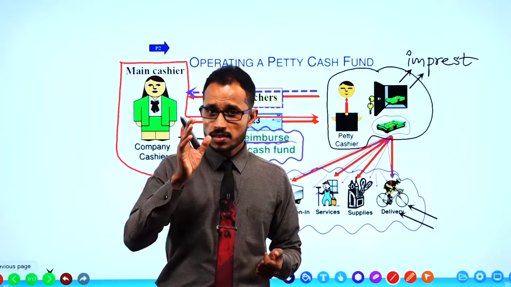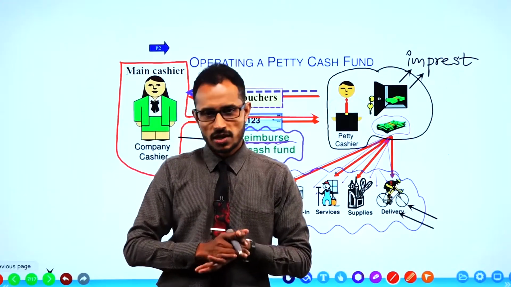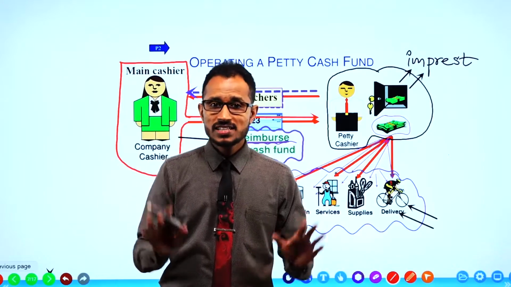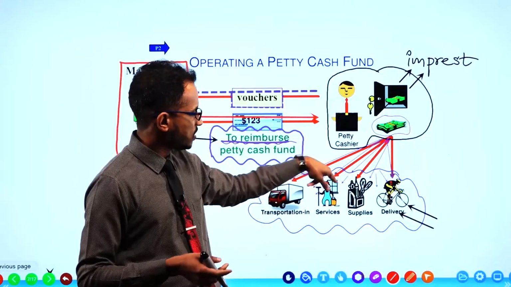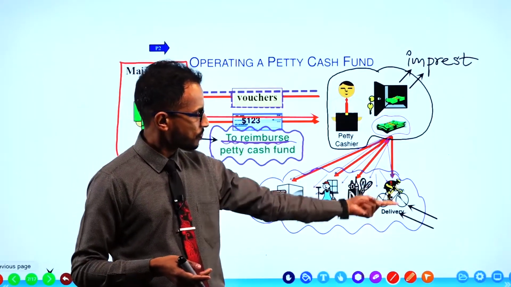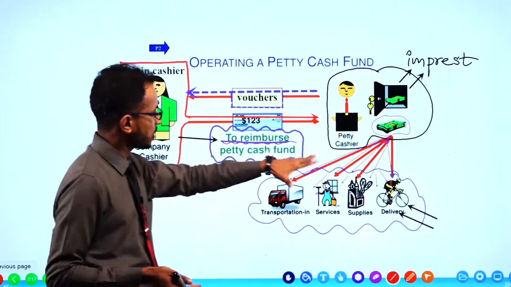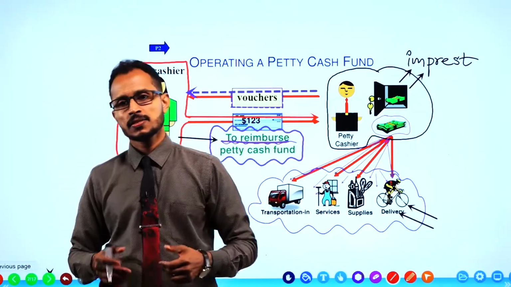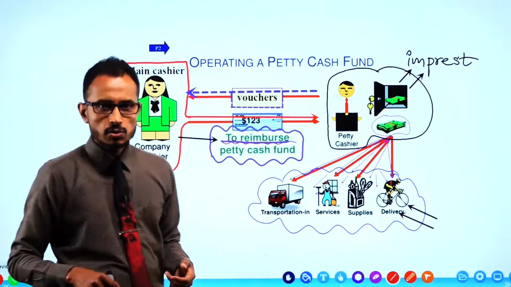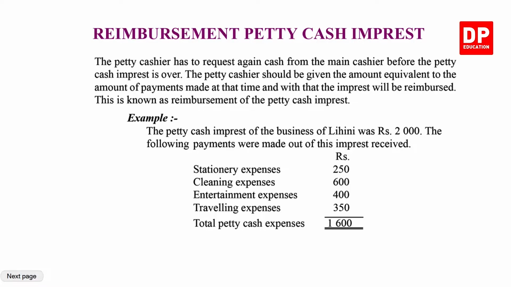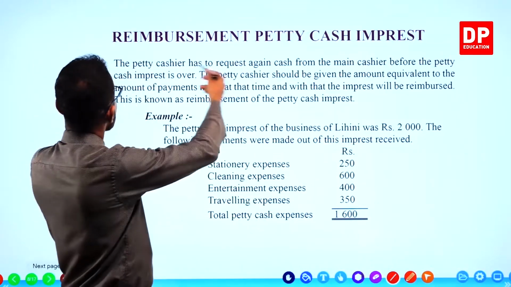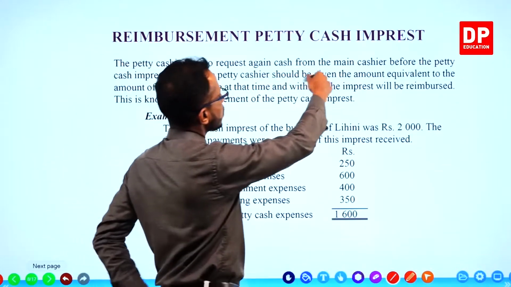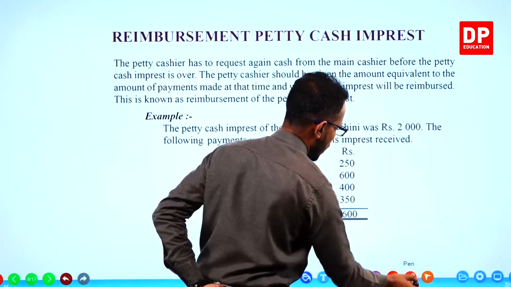So children, this is the part where we have to do some calculations. When we do calculations, you will understand very clearly how the imprest is formed, how the expenses are done by the petty cashier, and how the reimbursement is made. Okay, let's go and do some calculations. Reimbursement of petty cash imprest. Here it says the petty cashier has to request again cash from the main cashier. Yeah, I told you that.